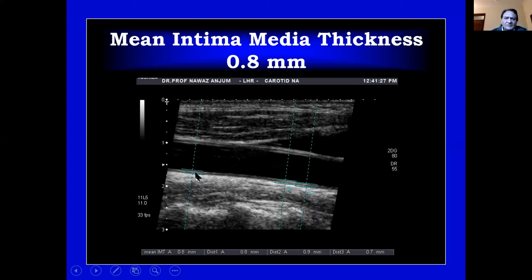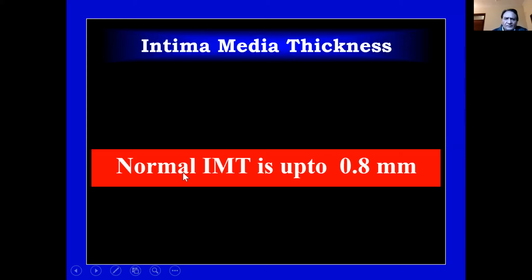And we should measure along the posterior wall. This is my practice and it is advisable. Anterior wall may not be that clear due to artifacts or aberration artifacts. So you have to use the posterior wall. And normal IMT is 0.8 millimeters. It should not be more than that. If it is more than that, it is usually associated with coronary artery disease.